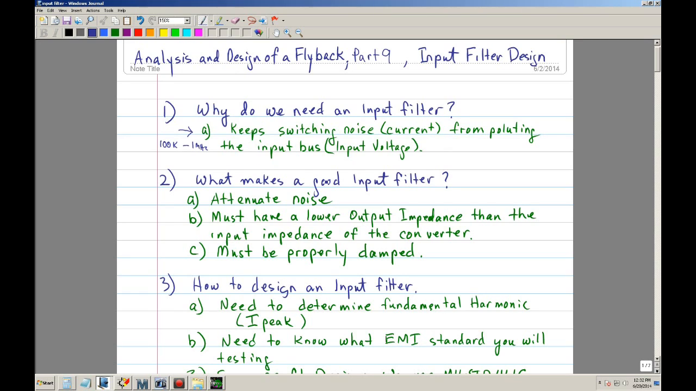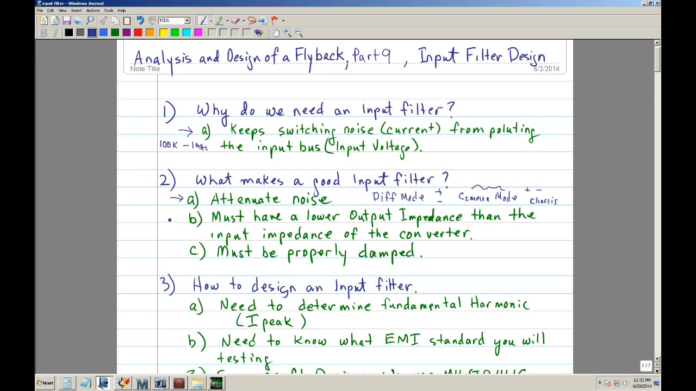Now, what makes a good input filter? Well, the object is that it needs to attenuate the noise. When I'm talking about noise, you want to be sure that you attenuate the differential mode noise, diff mode. Diff mode is from your positive and negative rail, and then you also have common mode, which is typically from the plus and minus rail to your chassis. I won't go too much into this in this video. I'm going to concentrate on the differential mode, and at least how to simulate diff mode.